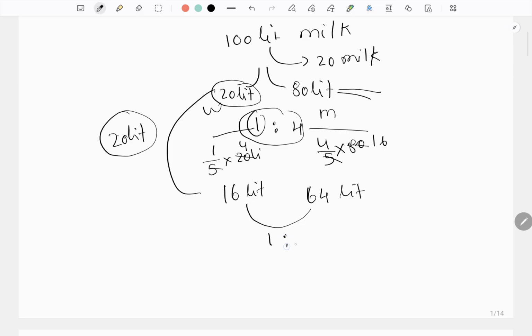One is to 4. So with this basic, we are going to solve few questions. Okay.